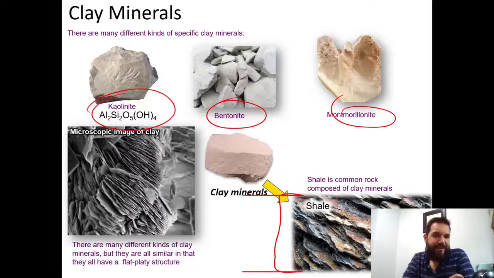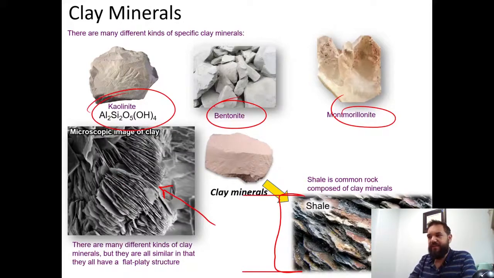So someday when Texas, I don't know, gets buried, all the clay soil is going to form a rock called shale. Okay, we'll talk more about that when we talk about sedimentary rocks. Clay minerals, if you actually zoomed in with a really powerful microscope, you would see that clay minerals are flat and platy. That's how they look.